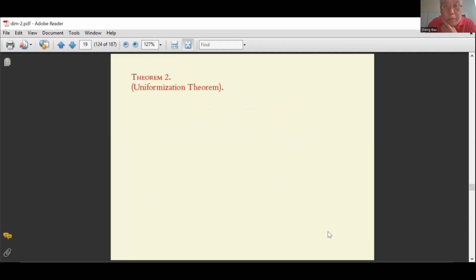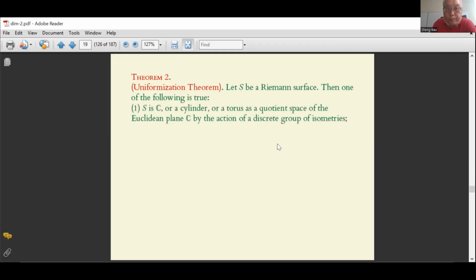And the uniformization theorem was proved. This is a major theorem in the theory of complex valued functions of one complex variable, proved during the 20th century, not more than 100 years ago. And this theorem is very beautiful. And this theorem completely resolves what Riemann surfaces are like. So let S be any Riemann surface. Then one of the following three is true.